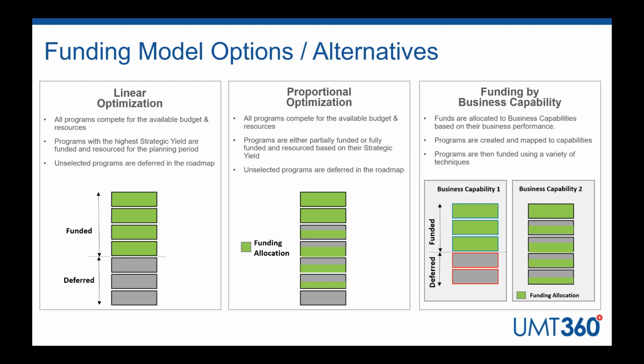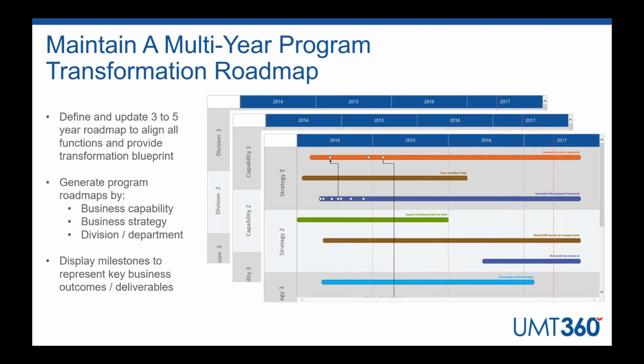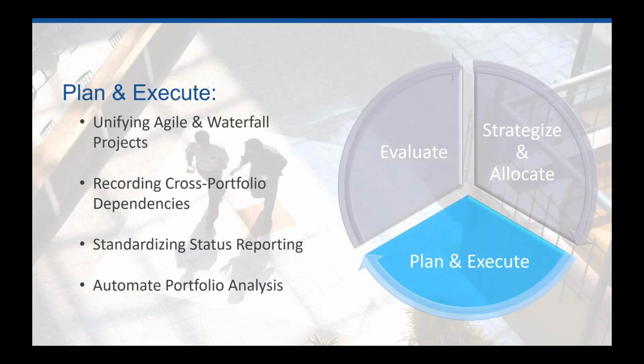The other important aspect here is to be able to build out and maintain a transformation roadmap that's 3 to 5 years out, communicating all the key programs that are going to transform the different capabilities. Being able to generate that by business capability, by strategy, by division or department, and see all the key milestones across that is key. As we move on to the plan and execute, we'll look at unifying Agile and Waterfall projects, recording cross-portfolio dependencies, standardizing status reporting, and automating portfolio analysis.